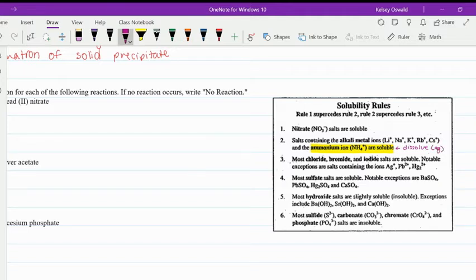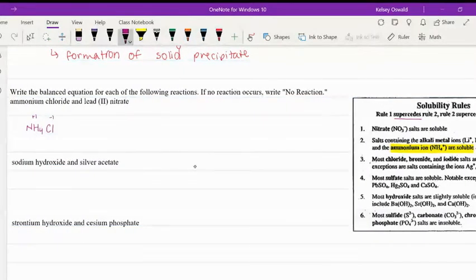Something to note here is that the higher up rules supersede the later ones. So since rule number 2 says ammonium is soluble, it doesn't matter what rules 3, 4, 5, or 6 say. Rule 2, that's our highest one up here, says ammonium is soluble, so this compound is going to dissolve. So this will be an aqueous solution. It is dissolved in water.